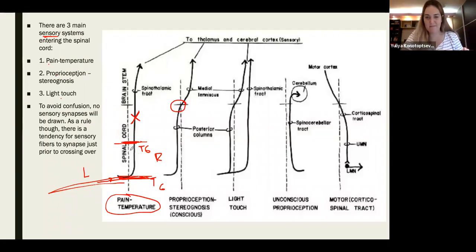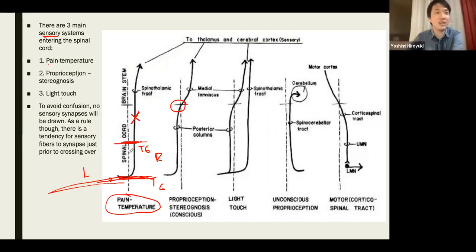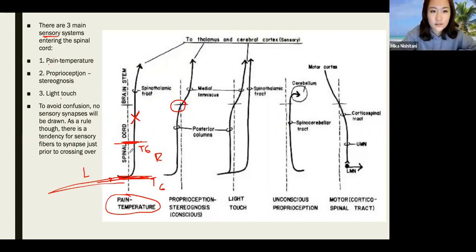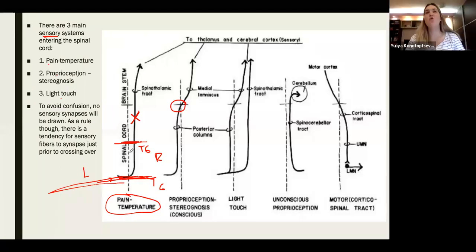It's my mistake. So how do we call this when it goes to the opposite side? Crossing. But what's another word that we can use here? We just say contralateral. Contralateral means that it's crossing. Ipsilateral means that it's not crossing. So take a look at these tracts, right? Which sensations are always contralateral?